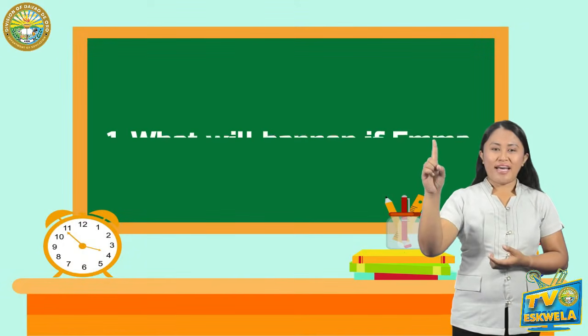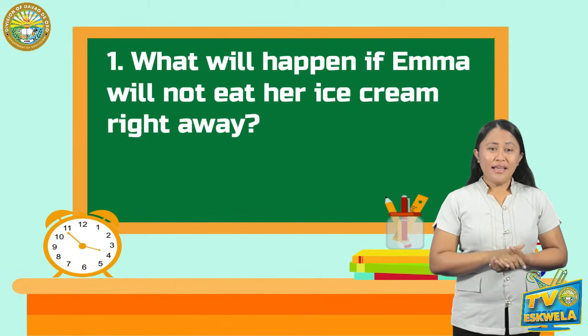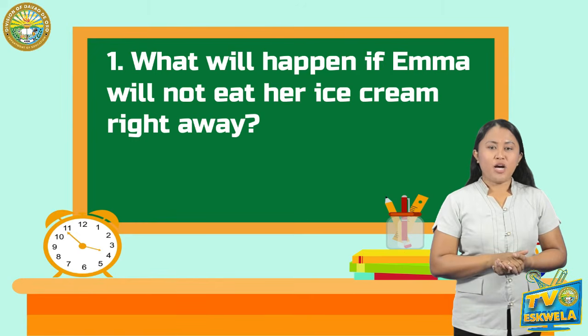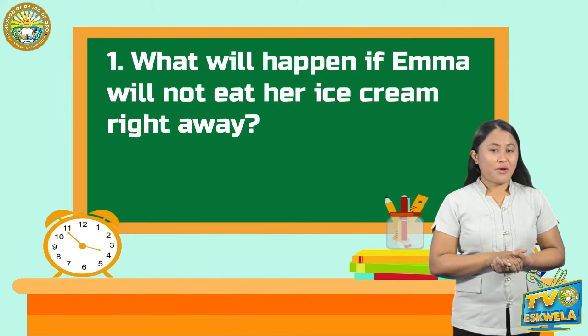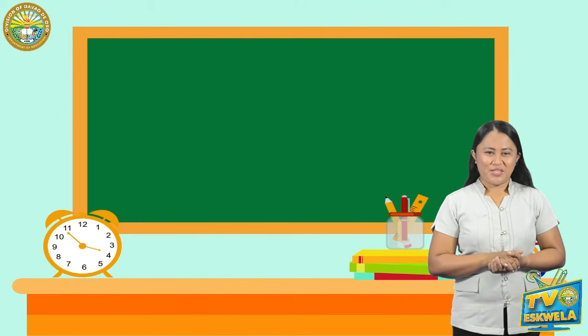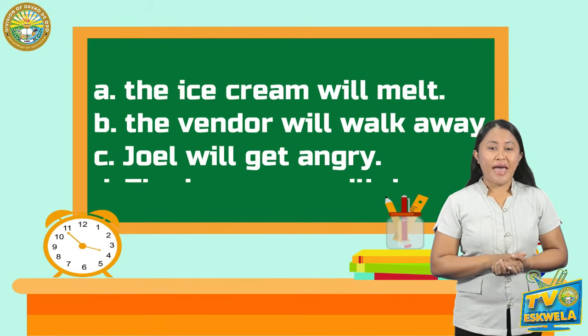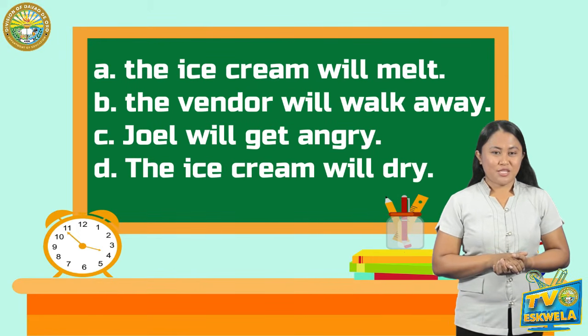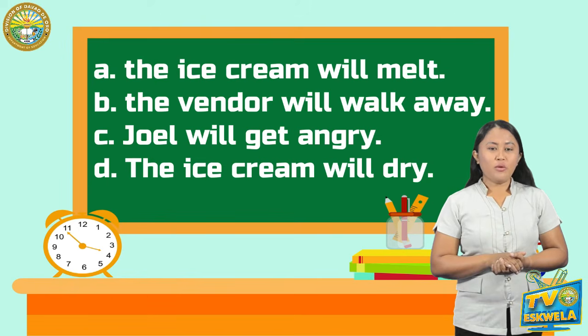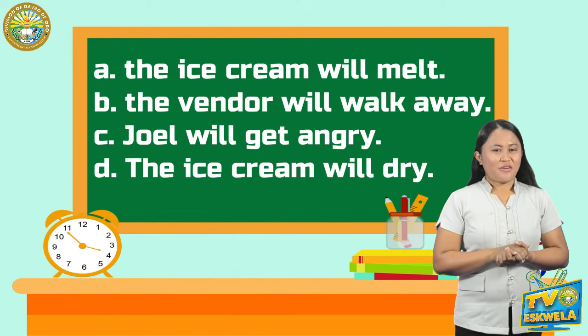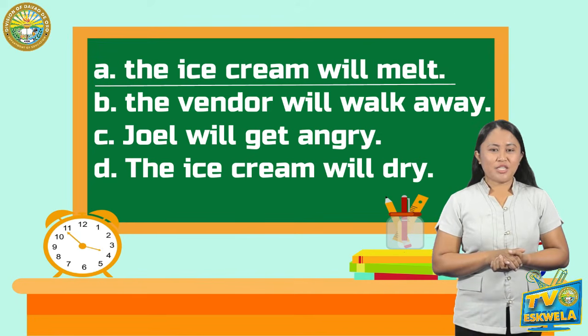Question number 1. What will happen if Emma will not eat her ice cream right away? Letter A, the ice cream will melt. Letter B, the vendor will walk away. Letter C, Joel will get angry. And letter D, the ice cream will dry. The correct answer is letter A. The ice cream will melt.